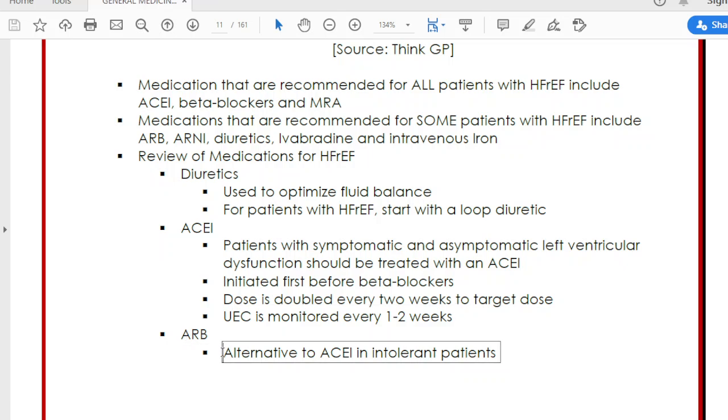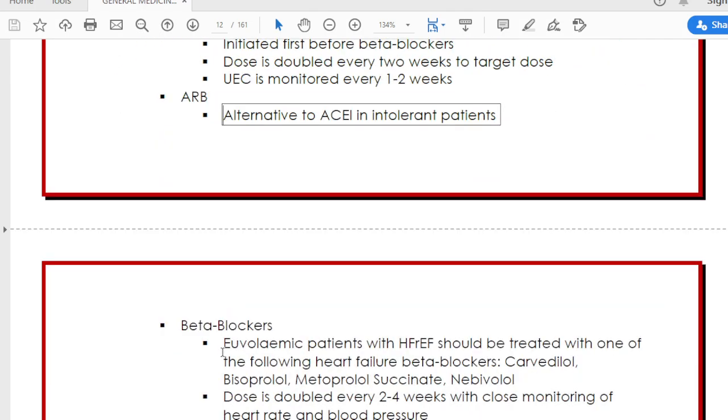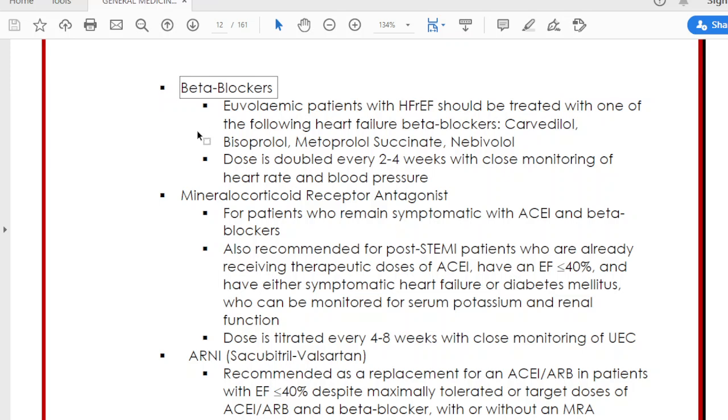ARB: alternative to ACEI in intolerant patients. Beta blockers: euvolemic patients with HFrEF should be treated with one of the following heart failure beta blockers: carvedilol, bisoprolol, metoprolol succinate, nebivolol. Dose is doubled every 2 to 4 weeks with close monitoring of heart rate and blood pressure.